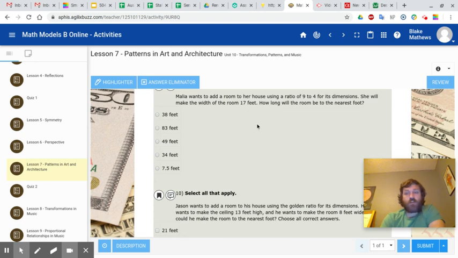So this is more of ratios. This is a little bit different, but the idea here is that she's using a ratio of 9 to 4. If 9 and 4 are the ratio between the length and the width, and the width is 17, then you need to solve for this x. You do so by cross multiplying. Again, remember this is the length, this is the width.